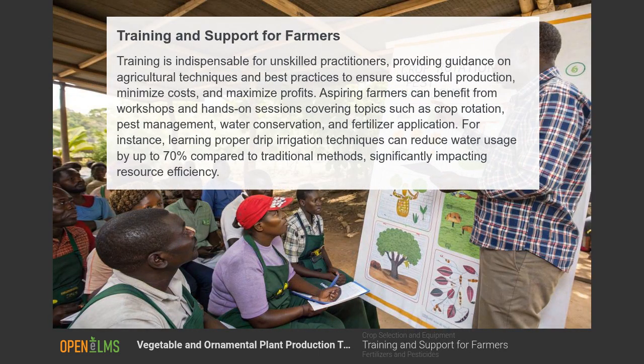Training and support for farmers. Training is indispensable for unskilled practitioners, providing guidance on agricultural techniques and best practices to ensure successful production, minimize costs, and maximize profits. Aspiring farmers can benefit from workshops and hands-on sessions covering topics such as crop rotation, pest management, water conservation, and fertilizer application. For instance, learning proper drip irrigation techniques can reduce water usage by up to 70% compared to traditional methods, significantly impacting resource efficiency.